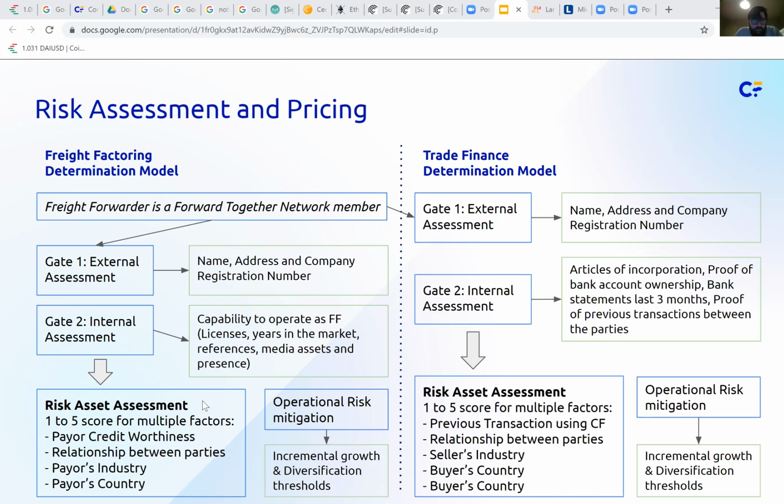For the first one, it's important to mention that in order for people to participate in these services, they either need to be a freight forwarder from the Forward Together network, or the freight forwarding logistic operation needs to be conducted by one of the members of that network. That's the first layer, a requirement. For a freight forwarder to become a member, we have a two-gate process. The first gate is an external assessment using their name, their address, and their company registration number, a unique number in every country. We use that against one of our external providers, and it gives us an understanding of the credit record of this company. If they have a good enough credit record, we go into the second gate.